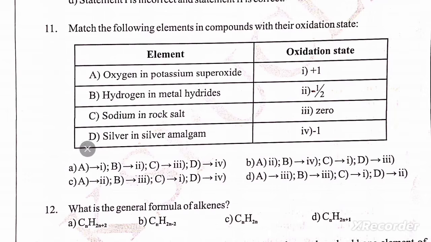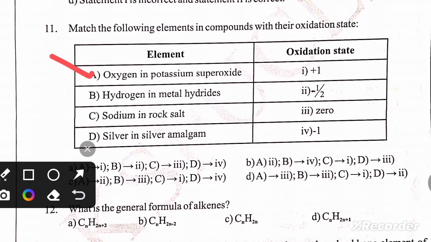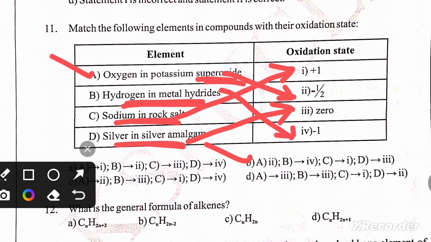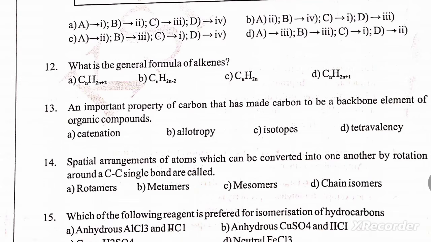Match the following. Oxygen oxidation number in peroxide: in peroxide, the oxidation number is -1. Then the oxidation number of hydrogen in metal hydride is -1. Then sodium in rock salt is +1 and silver in amalgam is 0. Then option B is the right answer for this question.